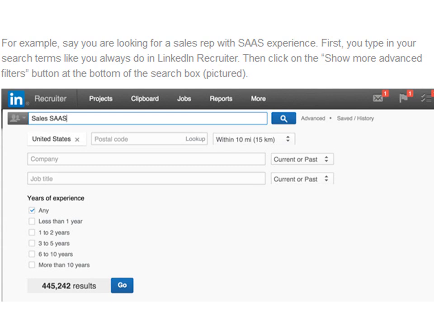All right, now we have the whole country of the United States that they're searching. Now, we need to narrow that down. I mean, look at this. When they just do sales and software as a service in the United States for any years of experience, they get 445,000 results. Just imagine trying to find a candidate off of that.